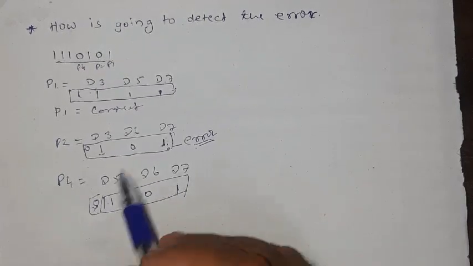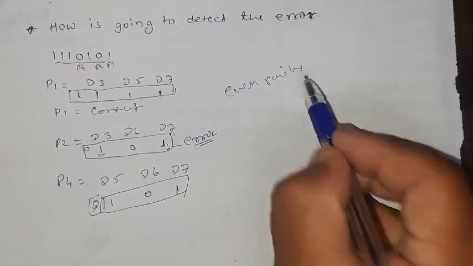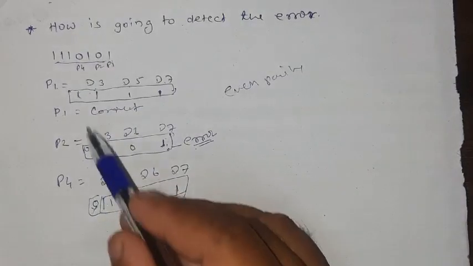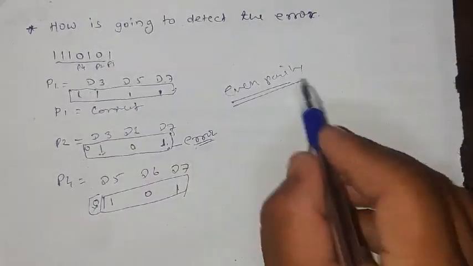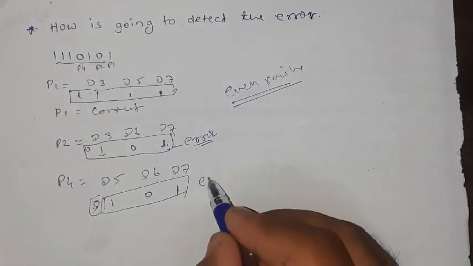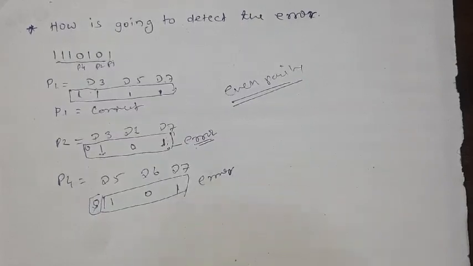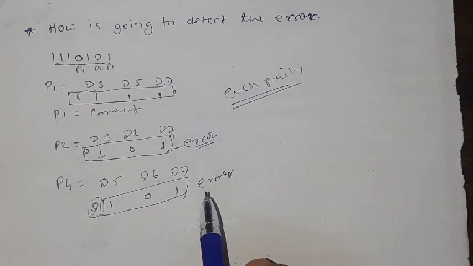Why? Because we are dealing with even parity. That's why the values of P1, P2 and P4 should be 1. If we were dealing with odd parity, then it would be allowed. So here again we got an error somewhere. In our next lecture, we'll see how to correct this error.